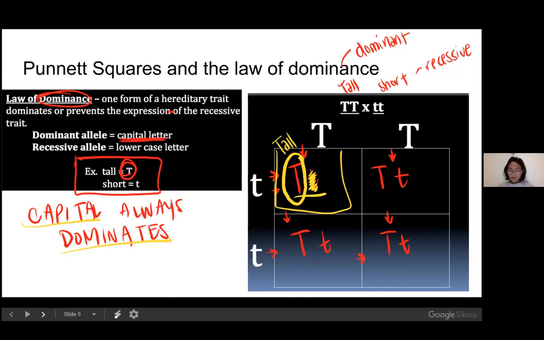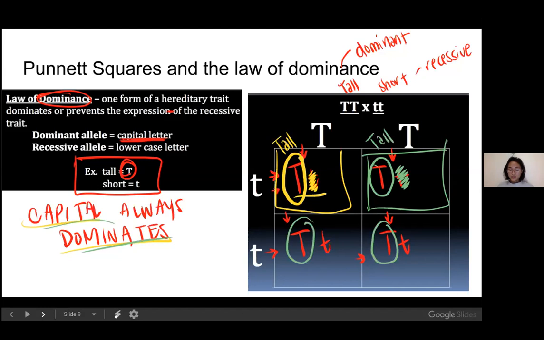Now let me look at the next child. So the next pea plant that they crossed, they had a second plant child, and let me look at its genotype. Well, it has one big letter, and I know that capital always dominates, so this big T is going to overshadow the little t. So that means that it will always show the most dominant allele. So this kid is going to be tall as well. It's going to be the same case with all the other kids. There's a big T, it's always going to overshadow the little t because capital always dominates.